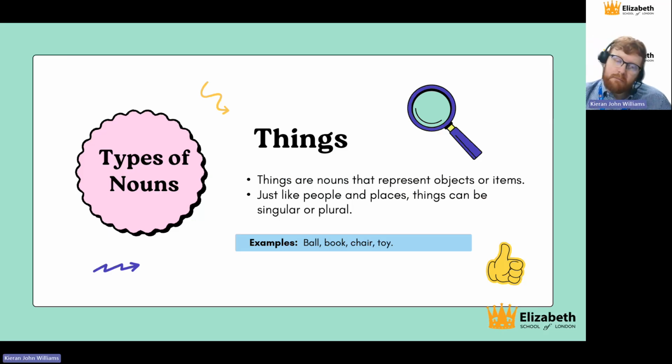Like we mentioned before, nouns can also be used to refer to things. So objects or items or concepts or ideas. Just like the other ones we've looked at so far, these can be both singular and plural. They can be used to describe one or many different things. So here, ball, book, chair, toy. If I look here, I can see computer, desk, mouse, drawers, etc. So those are the nouns we use to describe things.